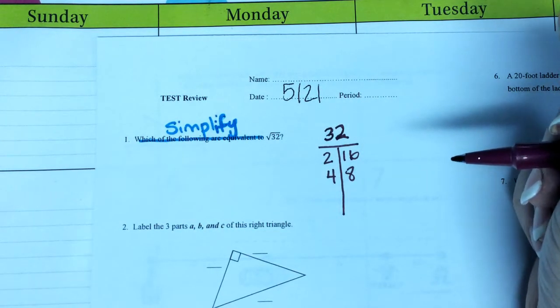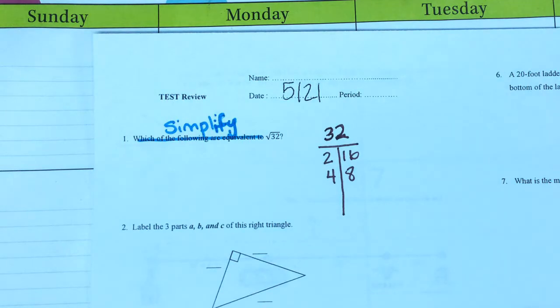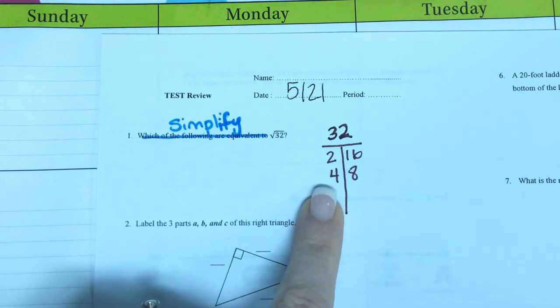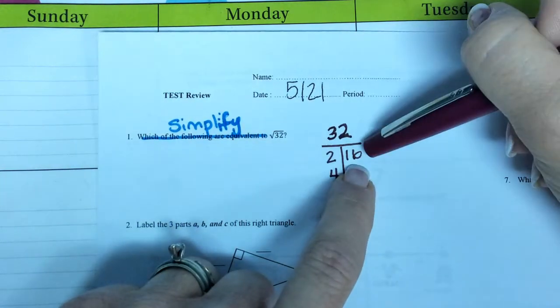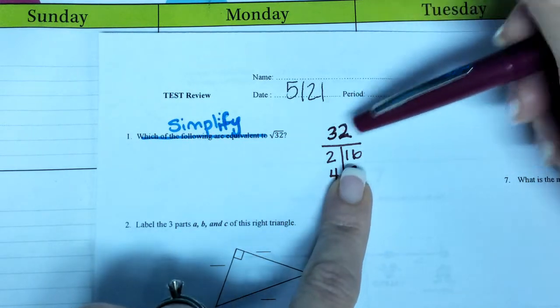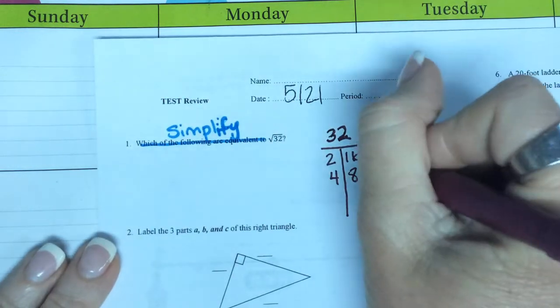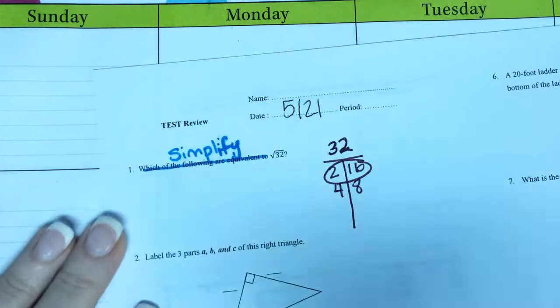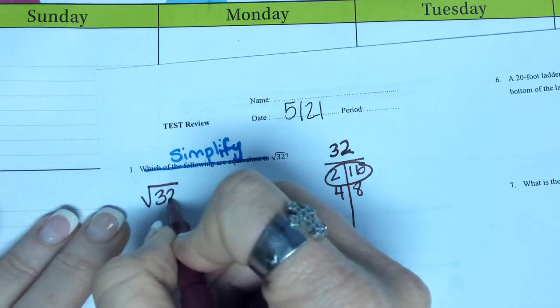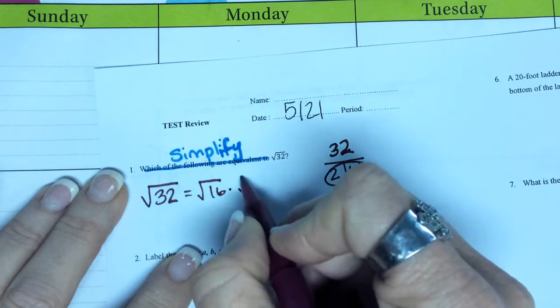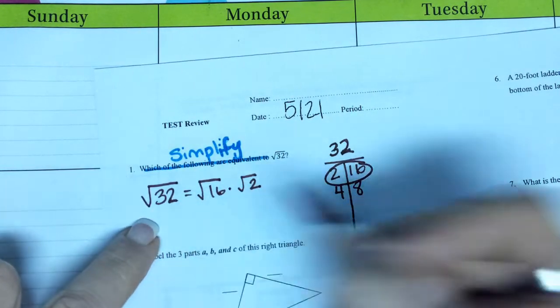And so now we need to look at it to see which one is our highest perfect number that is a factor of 32. Well, I know that 4 is a perfect number because if I take the square root of 4, I would get 2. But I also know that 16 is a perfect number because when I take the square root of it, I get 4. So I want to use the larger one. So I'm going to use these two. So now when I take the square root of 32, I can actually rewrite it as the square root of 16 times the square root of 2, which is the same as my square root of 32.